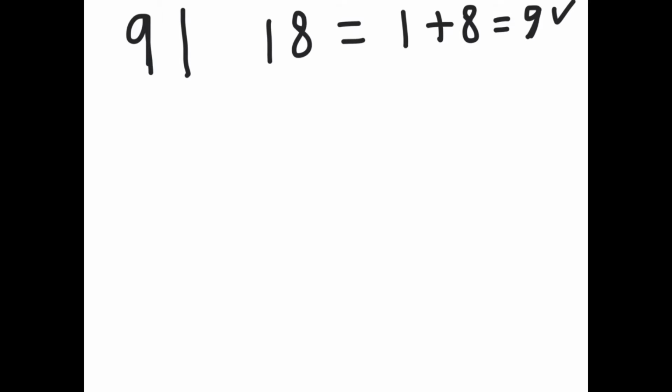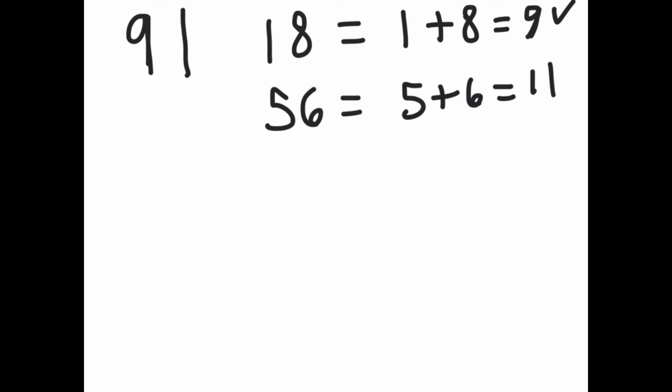All right, let's say 56. Is 56 divisible by 9? The sum of the digits of 56 is 5 plus 6, and that equals 11. And the answer is no. 11 is not divisible by 9, so 56 is not divisible by 9.